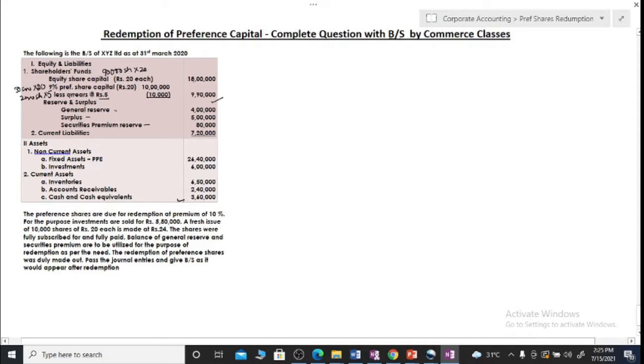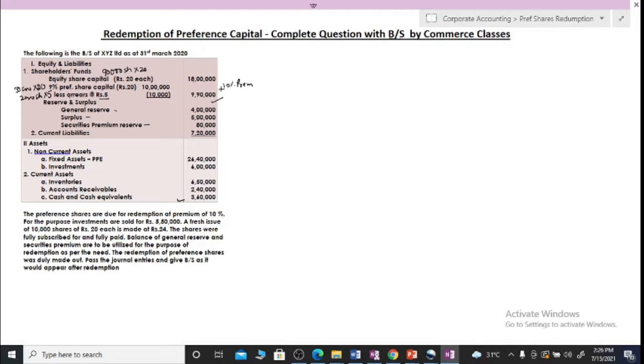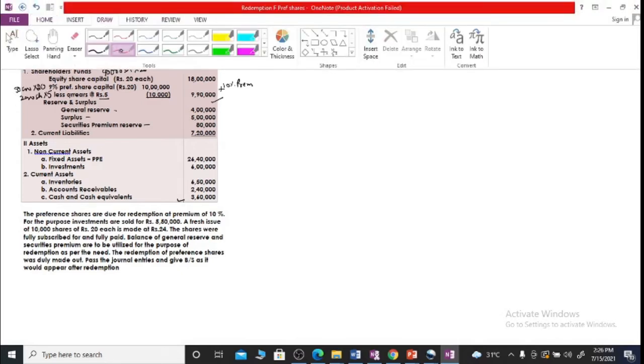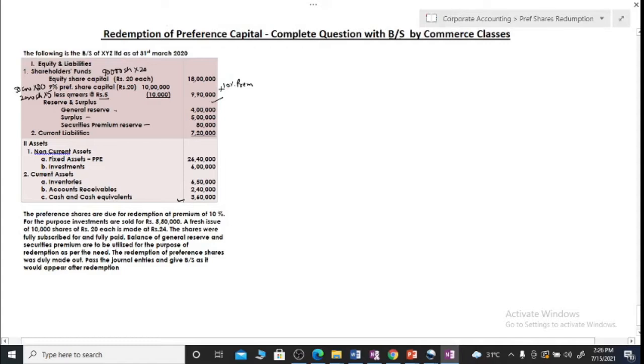Now preference shares are due for redemption at 10% premium. That means herein you will be having 10% premium. So I am just changing the color so that the things are visible from the question that we are recording this.